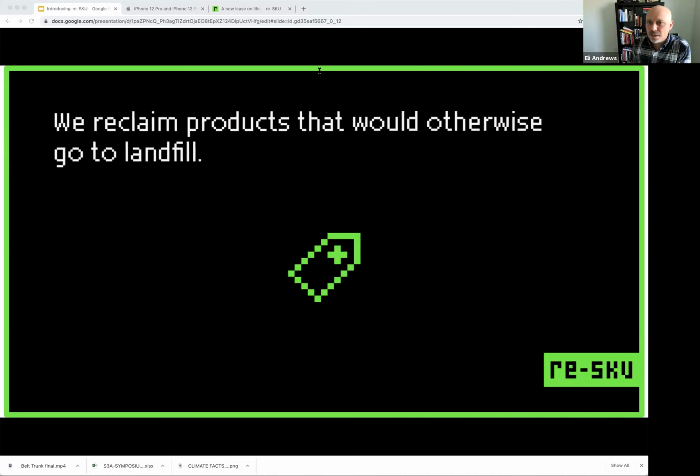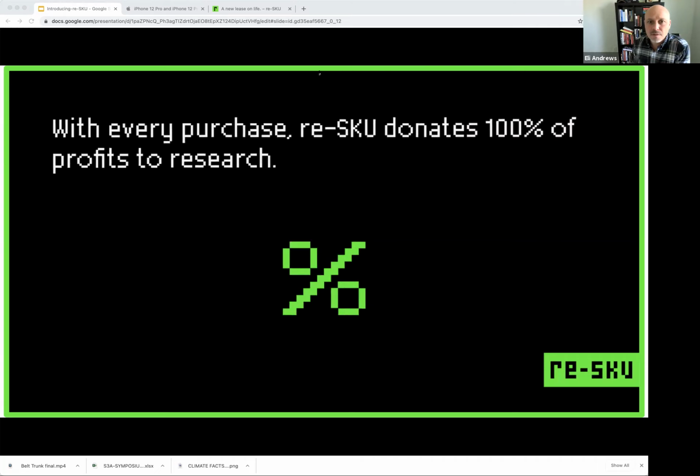And that's our starting point at re-SKU. We seek out overstock and dead stock that would otherwise be destroyed, and we bring it back into circulation, providing it to customers as an alternative choice to conventional products. And we are proudly structuring our company to donate literally 100% of its profits to research that has potential to help us figure out how to make things in a way that does not cook our planet.